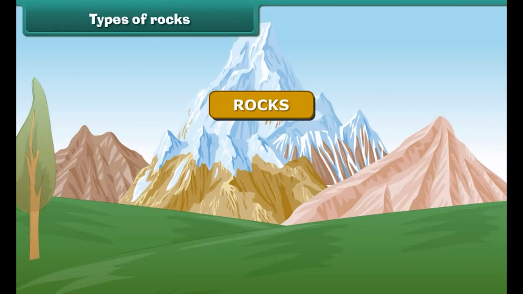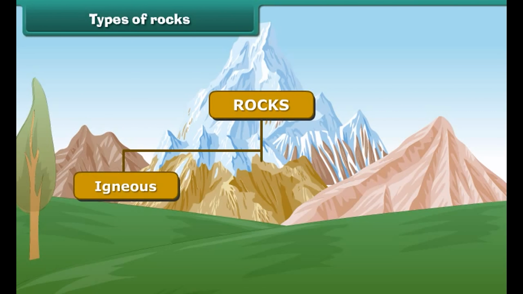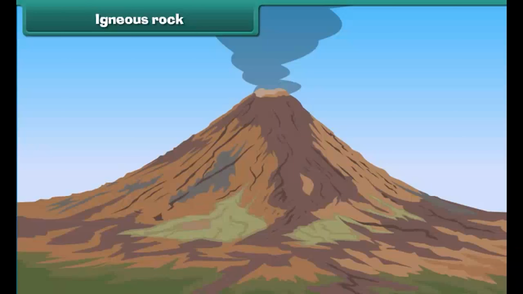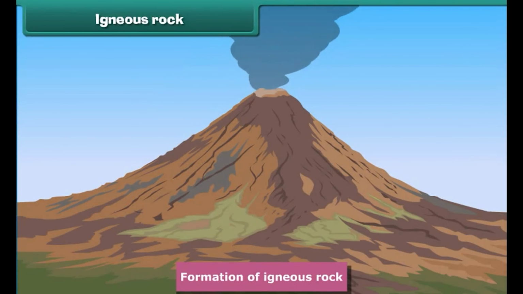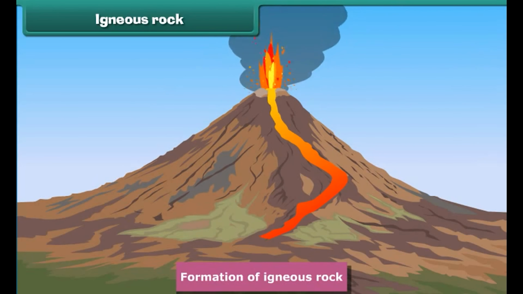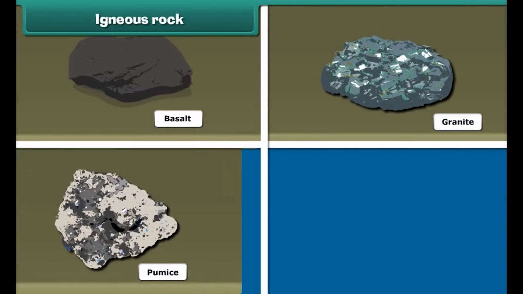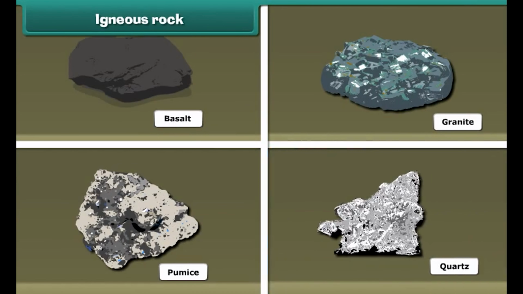Dear friends, there are three main types of rocks depending on how they are formed. These are igneous rocks, sedimentary rocks, and metamorphic rocks. Let's discuss them in detail. Igneous rock is formed when molten rocks like lava in volcanoes cool and get hardened, solidified. It is often shiny and glossy. Basalt, granite, pumice, and quartz are examples of this kind of rocks.